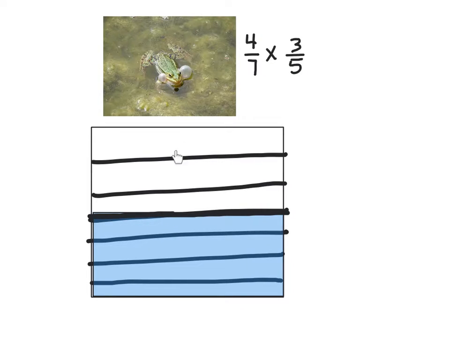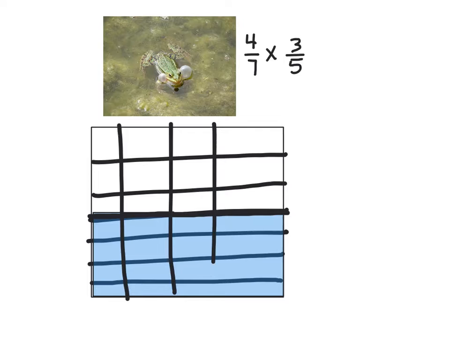And just to be clear, this 4/7 here is representing the time that our friend Croaking Craig is hanging out in the pond. So this part here that's colored in, that's when he's in the pond. That's the part of the day he's in the pond, right? So now we've got to break it into fifths here, going up and down, okay? So 5 parts means I'm going to draw 4 lines. So I'm going to go 1, 2, 3, and 4 lines, right?